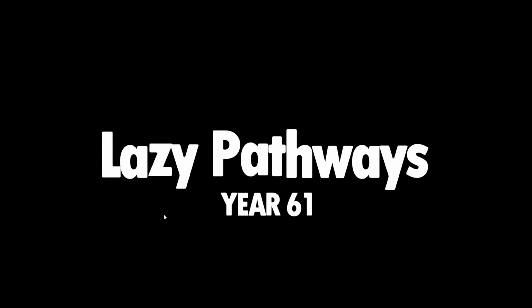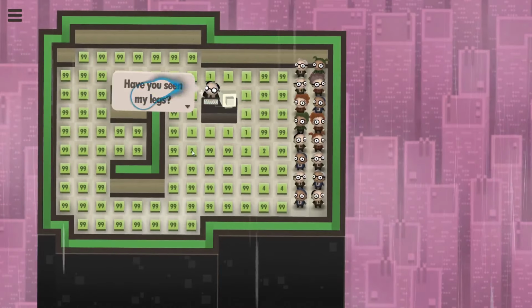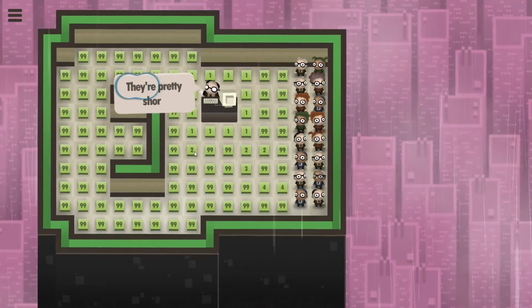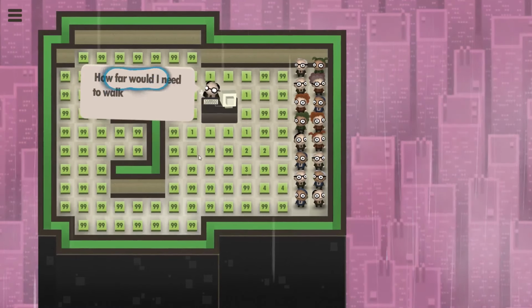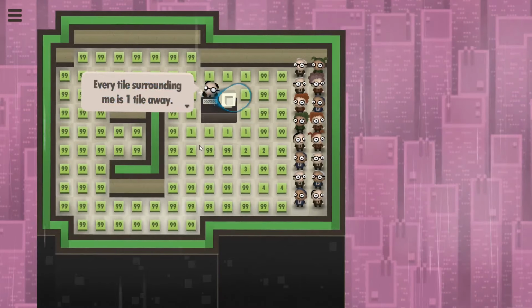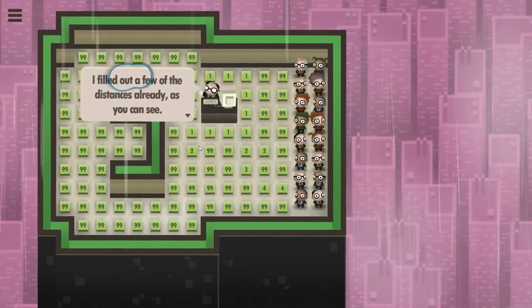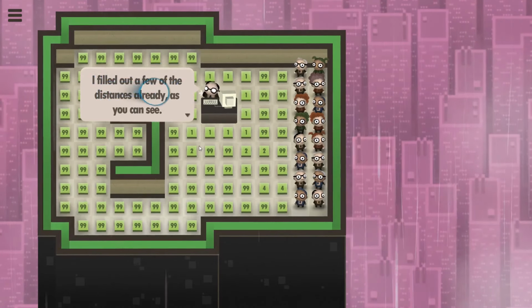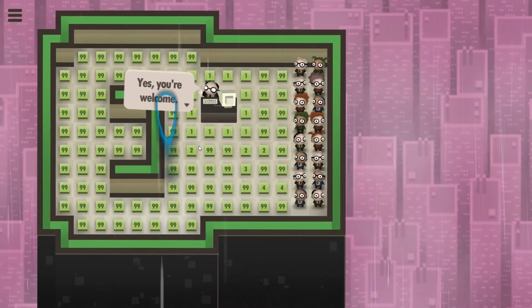Alright, lazy pathways. Holy banana sandwich. Have you seen my legs? I have not. They're pretty short, so I don't like to walk any further than I have to. I would like to know, how far would you need to walk to reach every point in the room? Every tile surrounding me is 1 tile away. Then 2. I filled out a few of the distances already, as you can see. Yes, you're welcome.